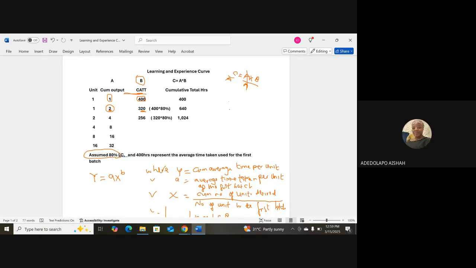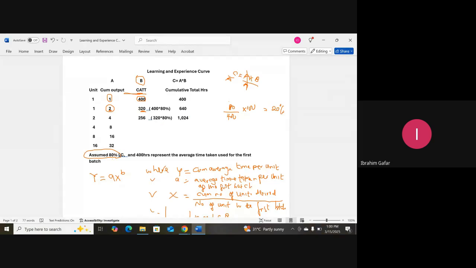80. You now say 80 divided by 400, which is the initial one, then multiply by 100. So how many percent do you have here? 20%. You can see 20%.